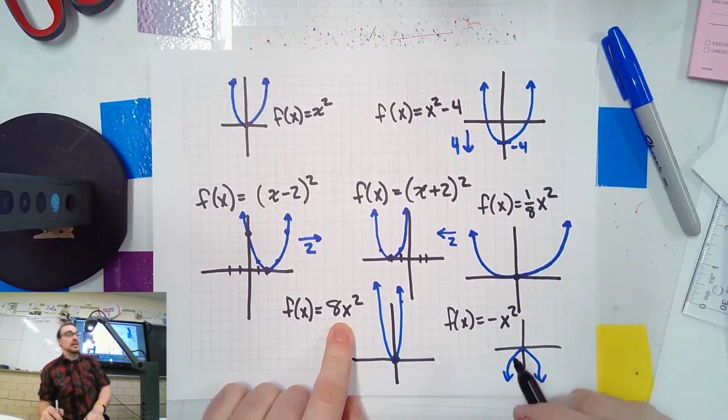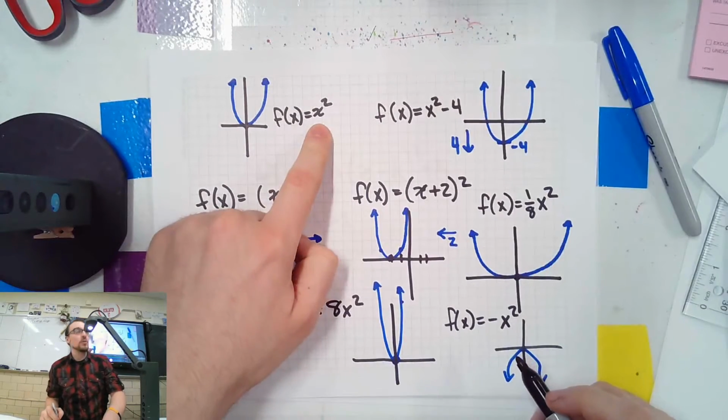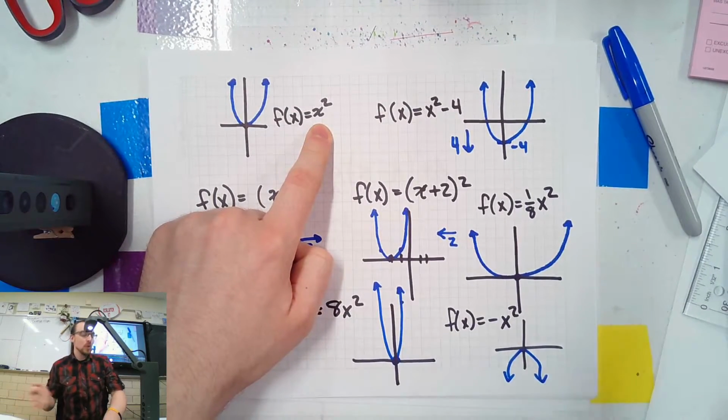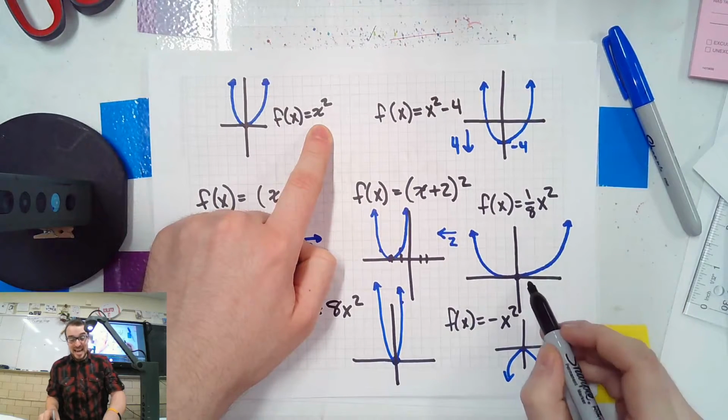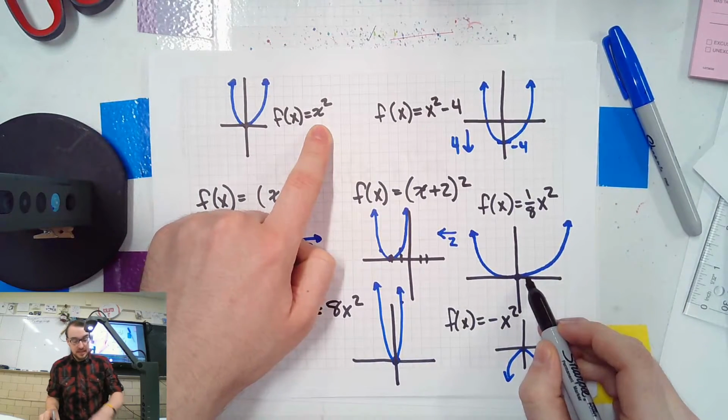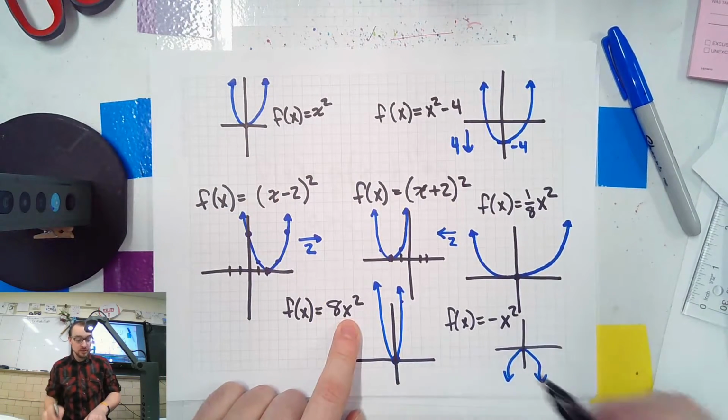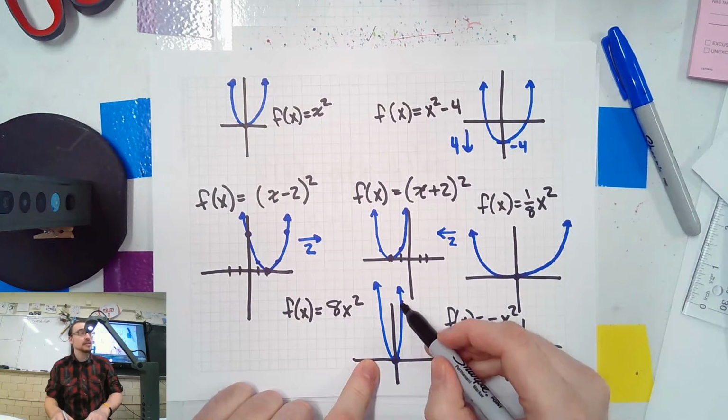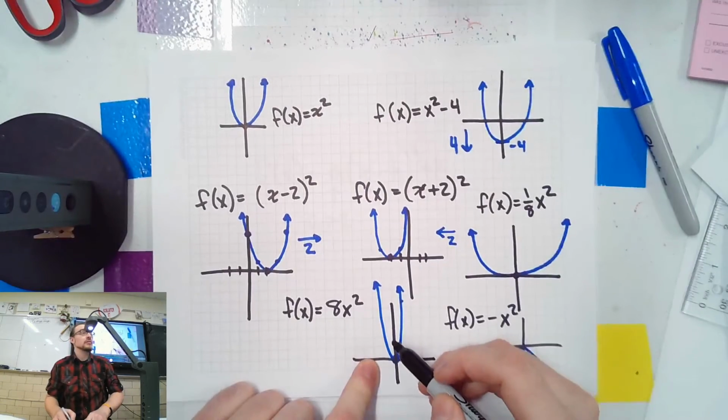Whereas I times it by 8. Normally I plug in 1, I get 1 squared, which is 1. Boring. Here I plug in 1, I get an eighth, very little growth. Here I plug in 1, I square it, get 1. Times it by 8, I get 8. So 1 gets me 8. So you see how it grows a lot faster?